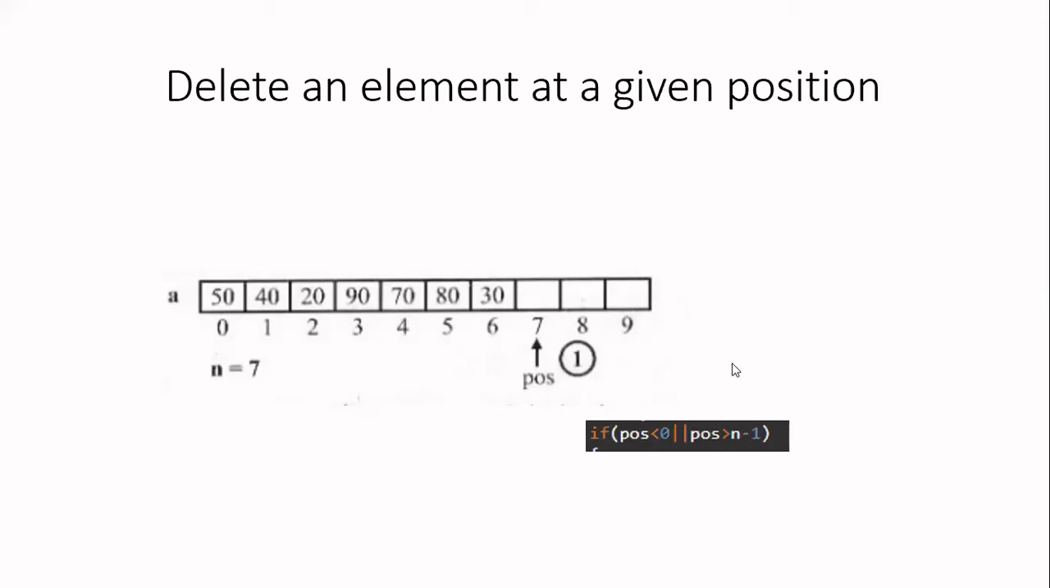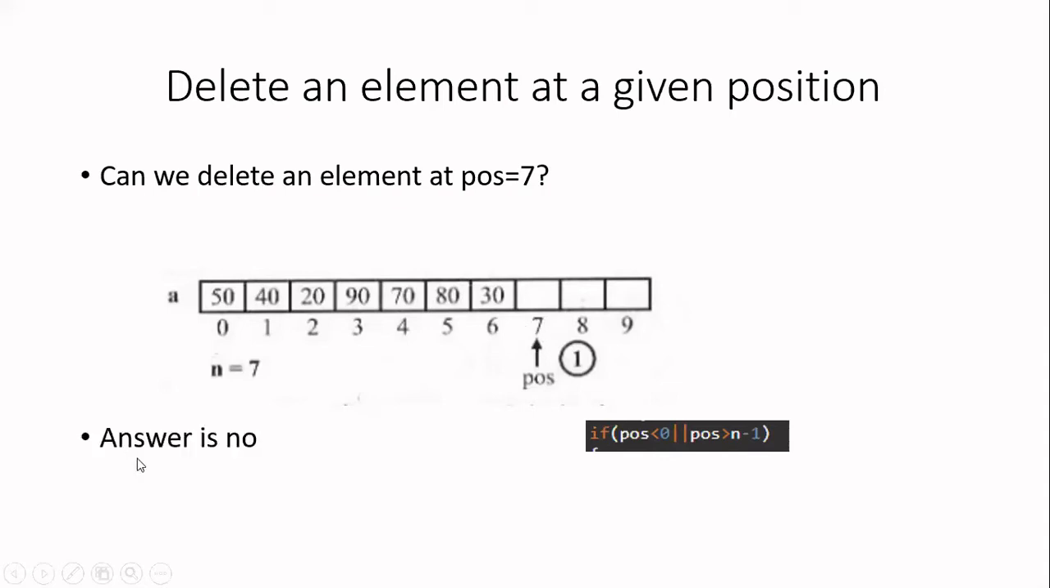Now, let us see the steps for this. My question now is, can we delete an element at position 7? You all know that we can delete an element starting from index 0 up to 6 only. We can't delete an element at position 7 because nothing is there. So the answer is no.